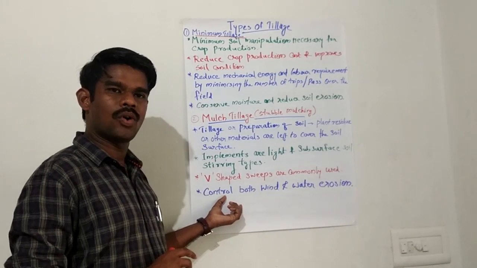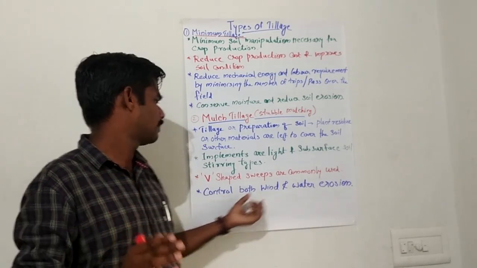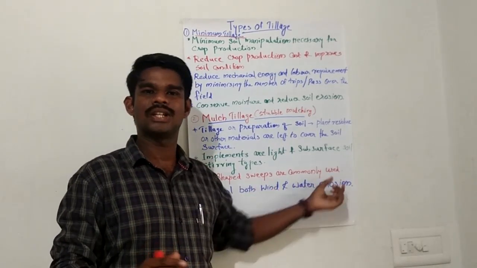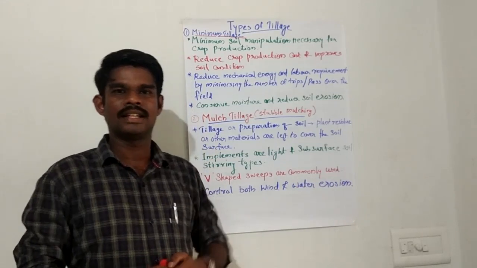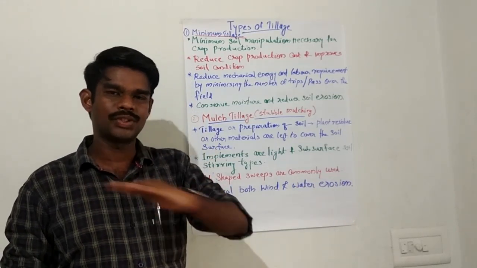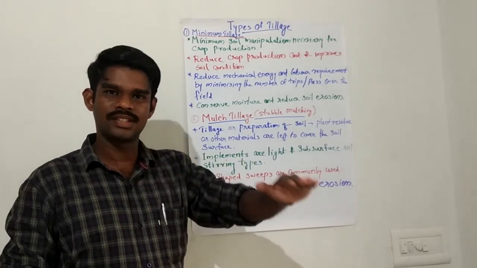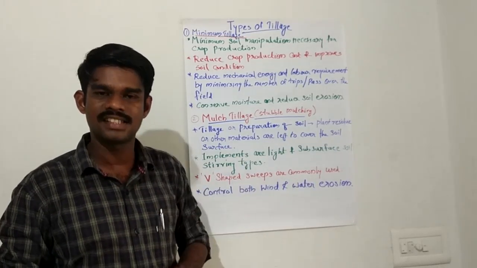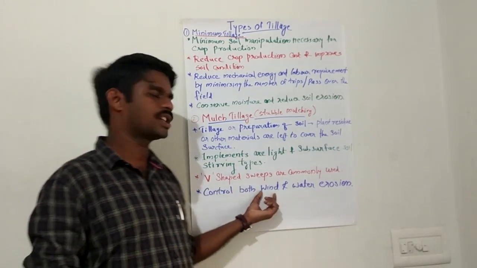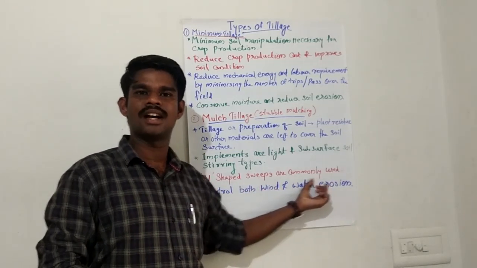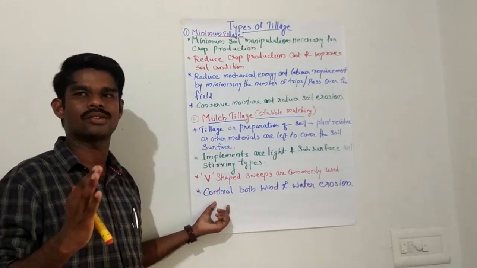Mulch tillage also controls both wind and water erosion because the plant materials or residues are mulched over the soil surface. As a result of that, the wind erosion and the water erosion are reduced or controlled.